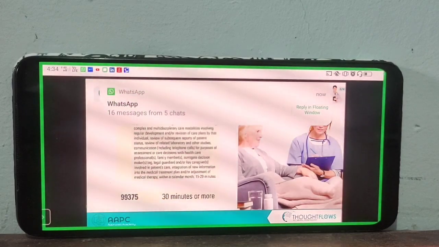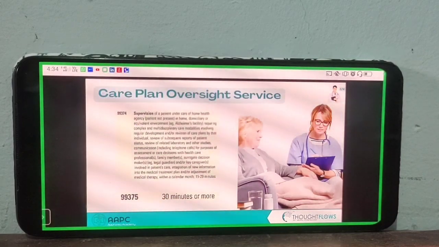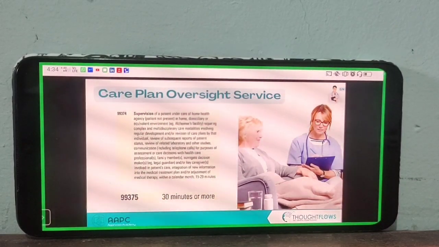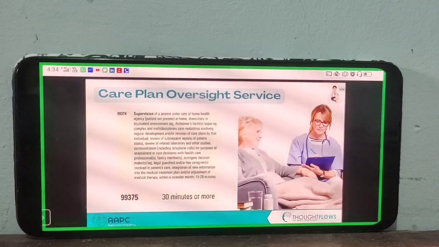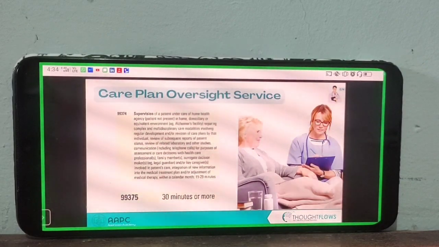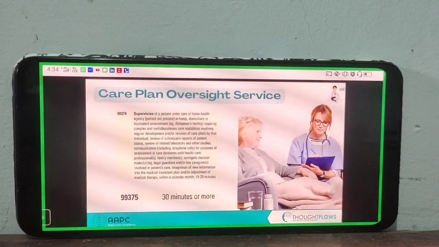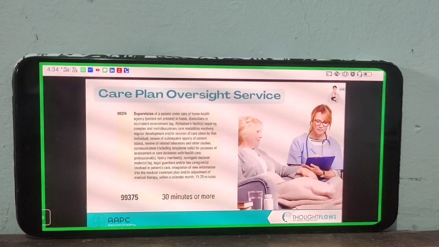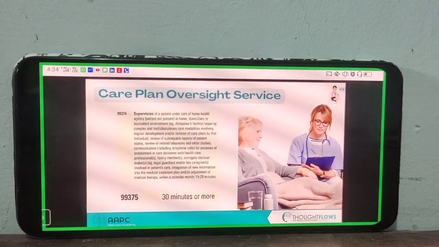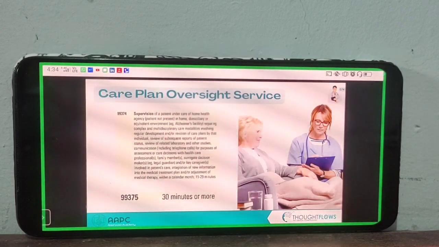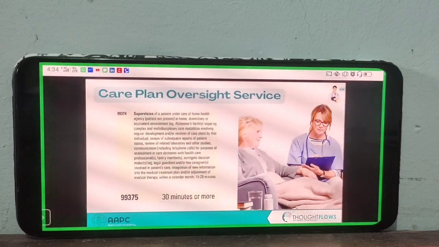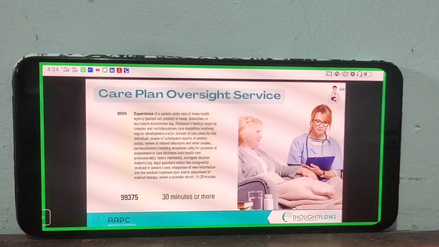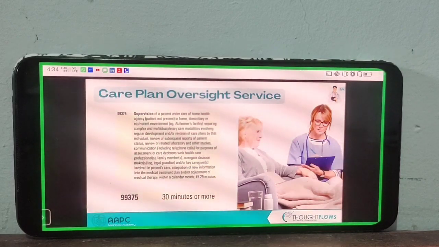So 99374 is for 15 to 29 minutes of service. For 30 minutes or more, how much time do they spend with the patient? Patient present in hospice settings. In that setting, if a doctor spends 15 to 29 minutes of service, give 99374. More than 30 minutes means go for 99370.